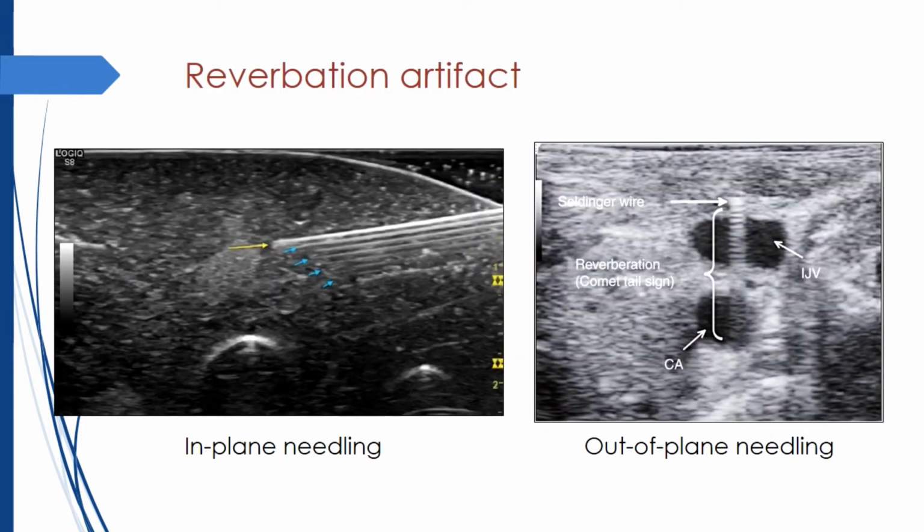While needling in such superficial depths, needle artifacts, especially the reverberation artifact, may cause confusion and error during ultrasound guided procedures, especially the out of plane needling. We may see something like a needle tip that is inside a vessel, but actually it is not. It is the first harmonic.